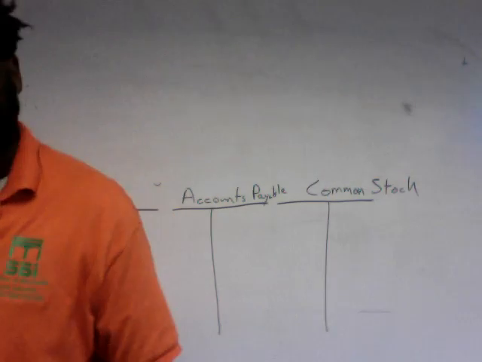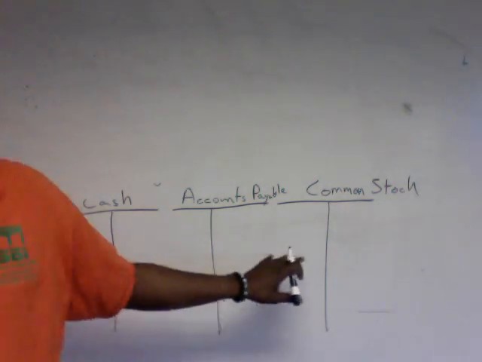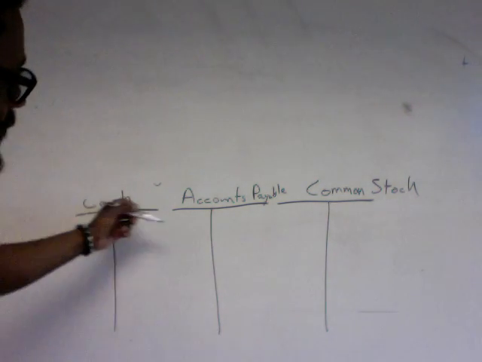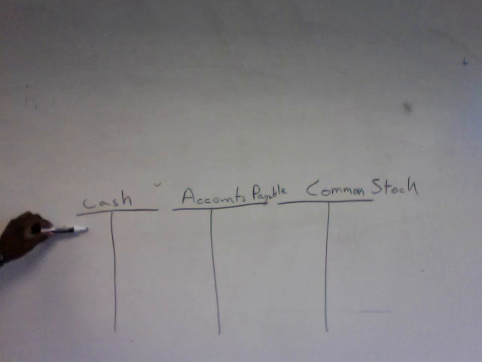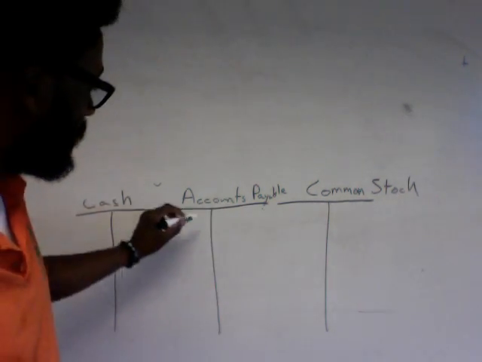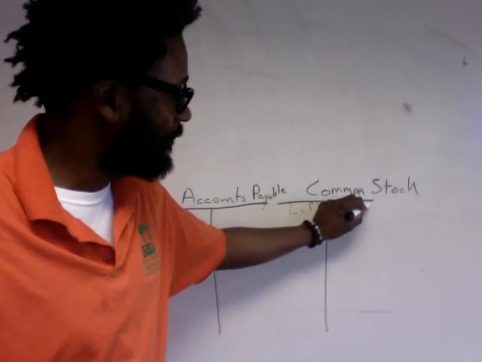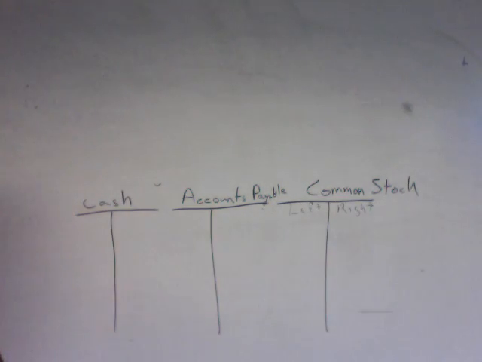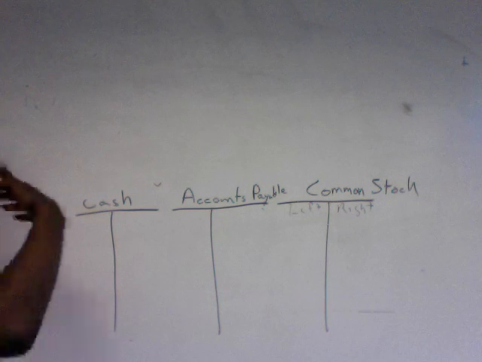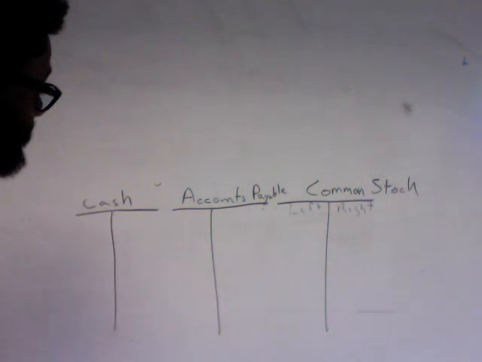Now, the reason they're called T accounts is because they separate each account into two sides. As you can see, for each account, we have a left side and a right side. And that's why we use T accounts. And again, it would be all the different accounts that you could possibly think of that have been affected.